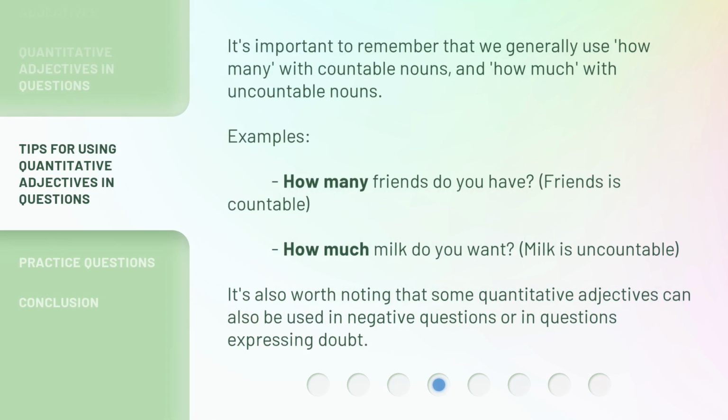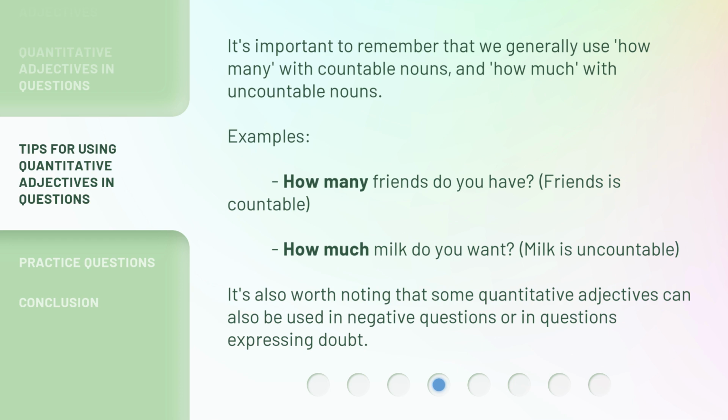It's important to remember that we generally use how many with countable nouns and how much with uncountable nouns. Examples: how many friends do you have? Friends is countable. How much milk do you want?